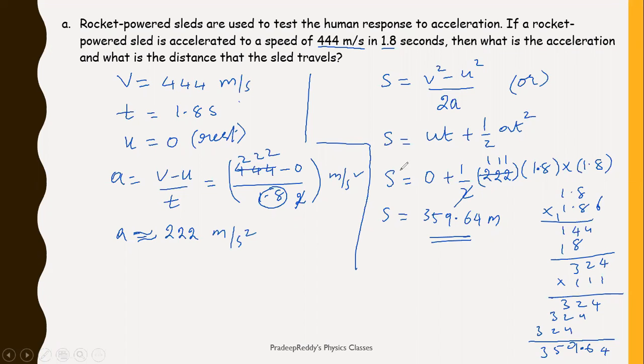So S will be equal to half at square because initial velocity is 0. Calculating this, 111 into 1.8 into 1.8, you will be getting 359.64 meter. This is the distance traveled. In this problem, we have calculated acceleration and distance traveled, or displacement.